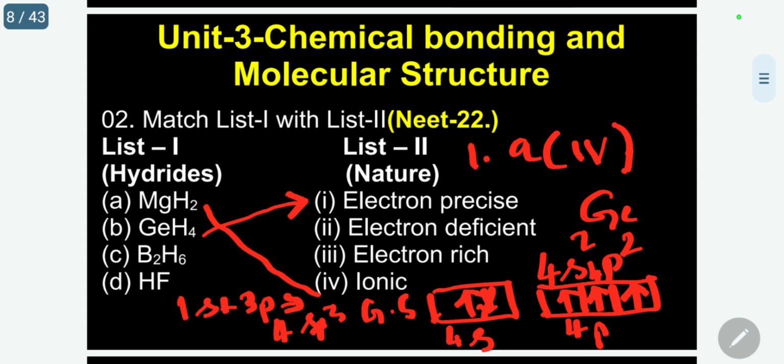Why are we calling it precise? What is meant by precise? Electron precise is a type of molecule or compound where the total number of valence electrons is just enough to form normal covalent bonds without requiring extra electrons. I hope it is clear now. Let me repeat: germanium H4 is electron precise because the total number of valence electrons is just enough to form normal covalent bonds without requiring extra electrons. So the second part is over. So B1. Kindly follow B1. Then third, boron B2H6.